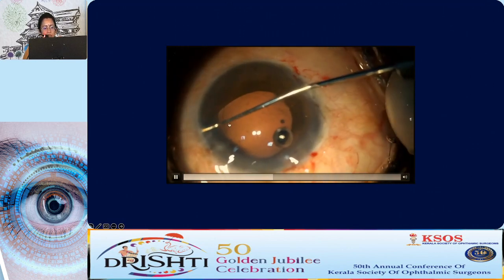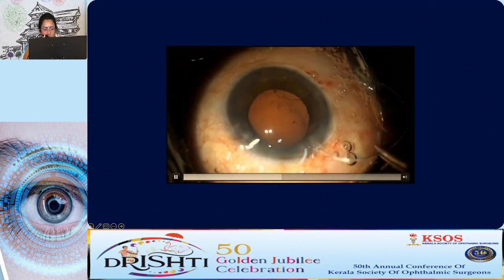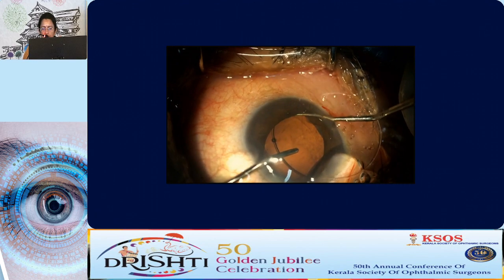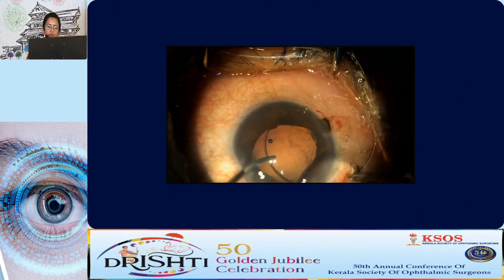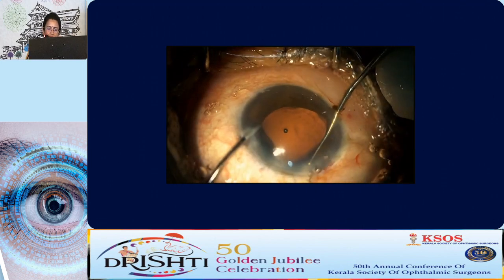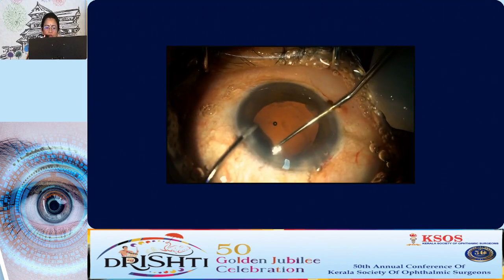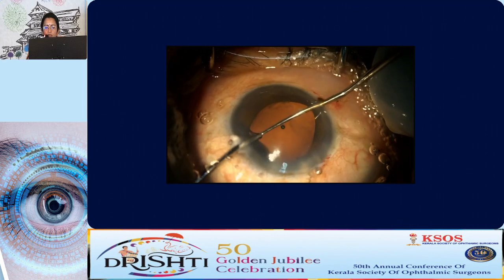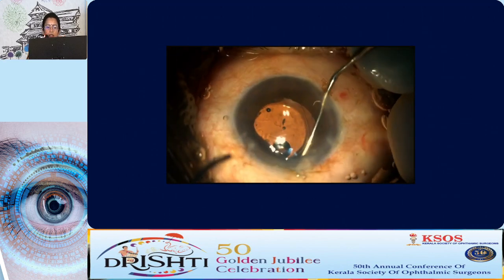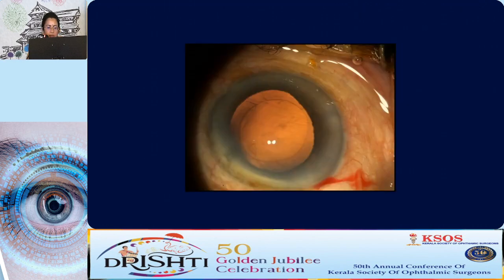The zonules in this area were looking normal. So I injected OVD and the CTR was inserted in such a manner that it doesn't increase the area of zonular dialysis. So this is the CTR of normal size, and then the eyelet was dialed into the bag using a Sinskey hook, and then that was released with an iris repositor. And then a single piece foldable lens was placed inside the bag.